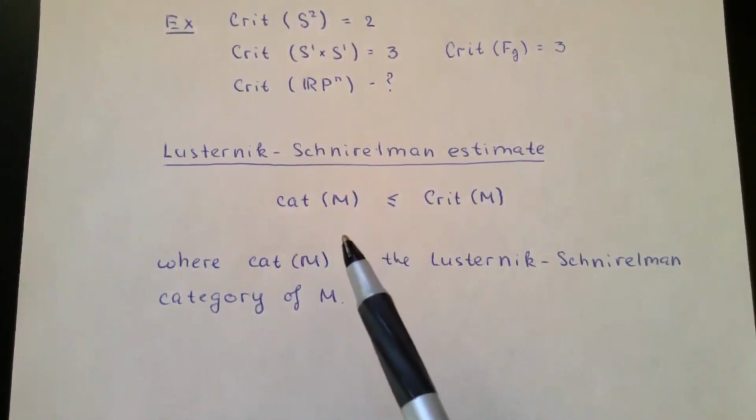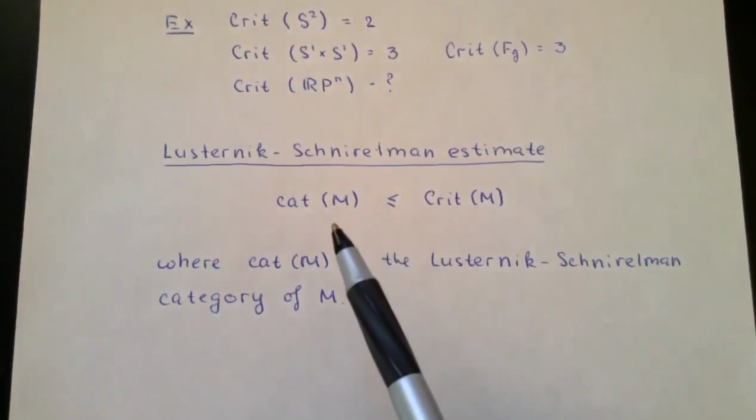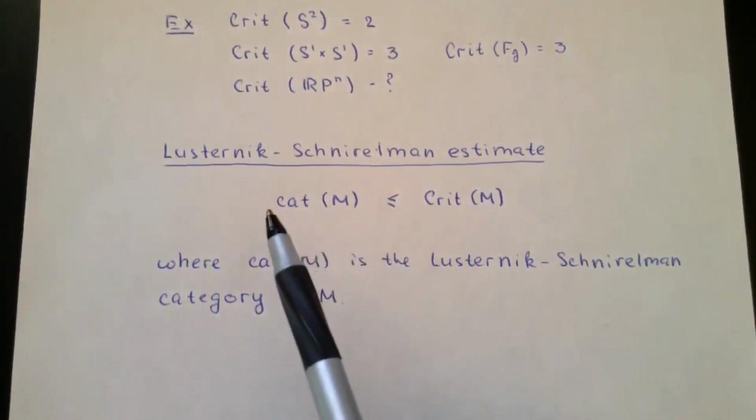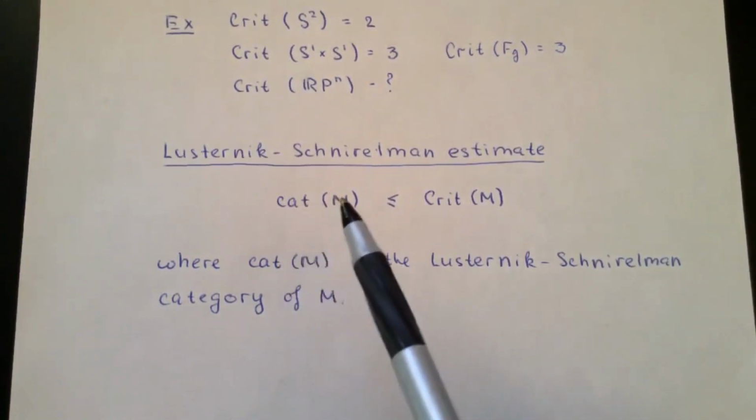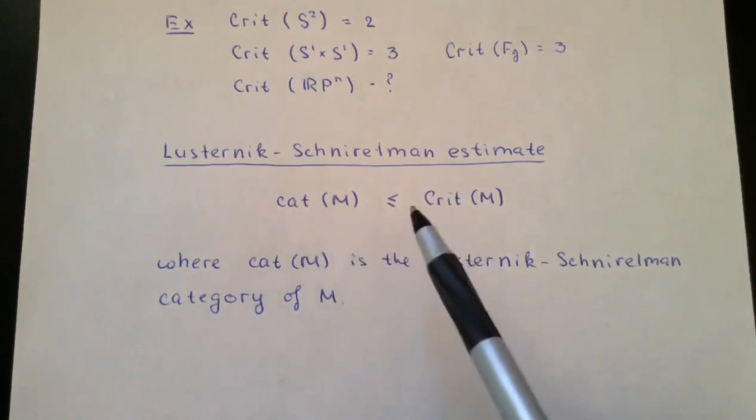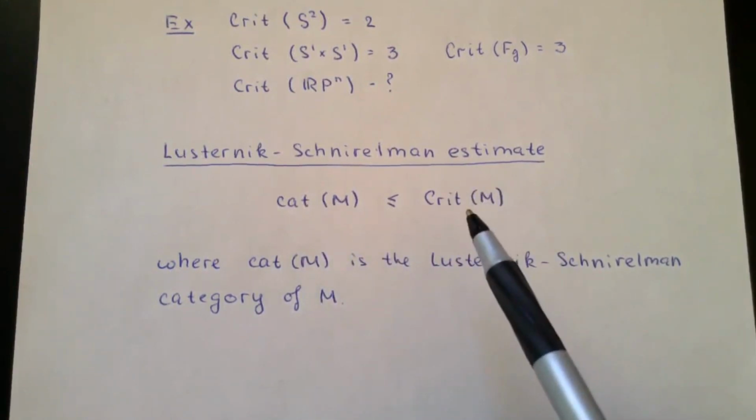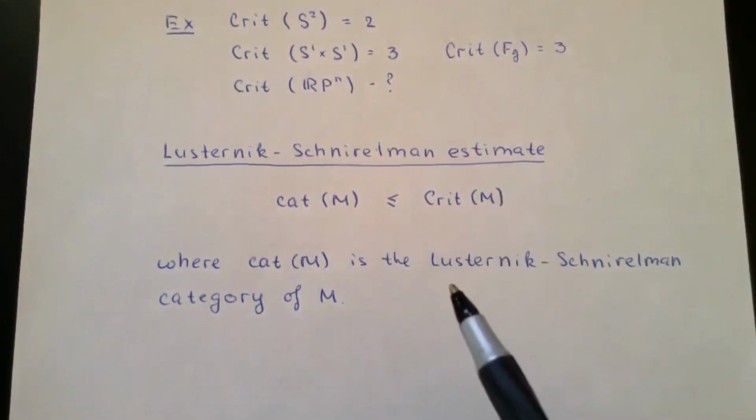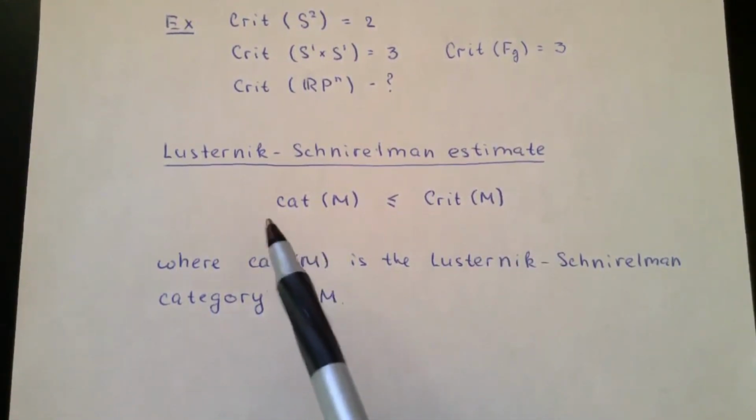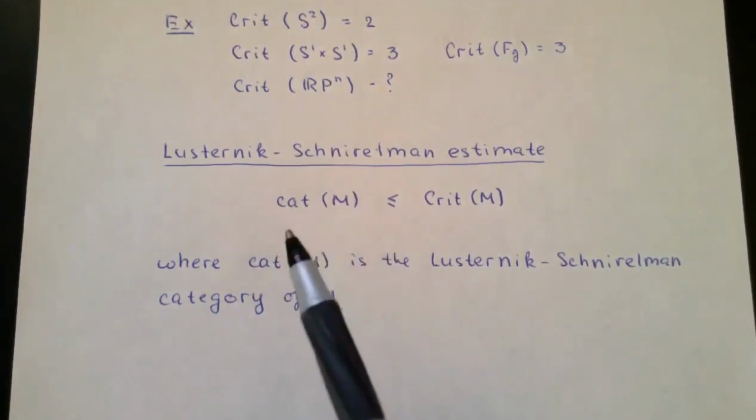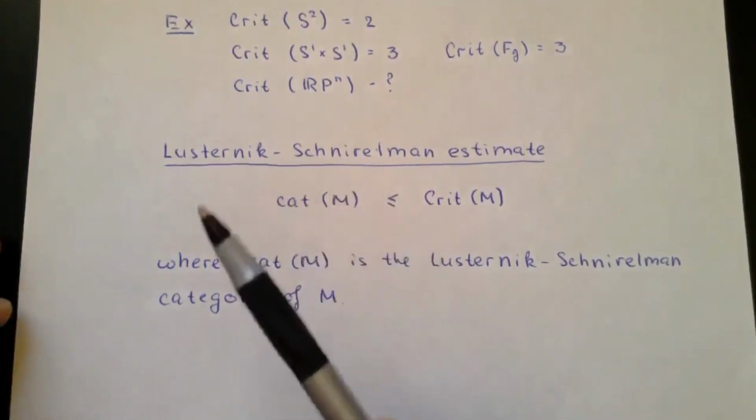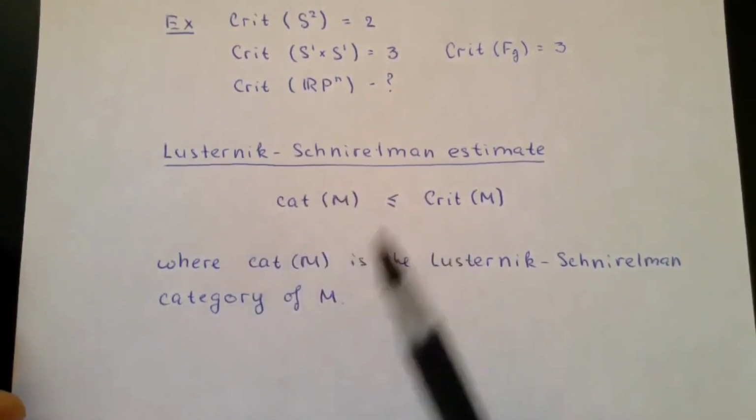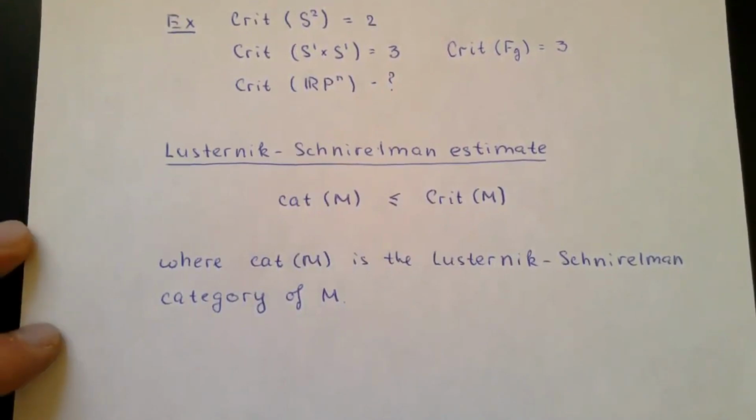In particular, they introduced the Lusternik-Schnirelmann category. The Lusternik-Schnirelmann category gives the lower estimate for the minimal number of critical points of functions on a given manifold M. Next, I will give the definition of this category, this number that gives us the lower bound for the number of critical points.